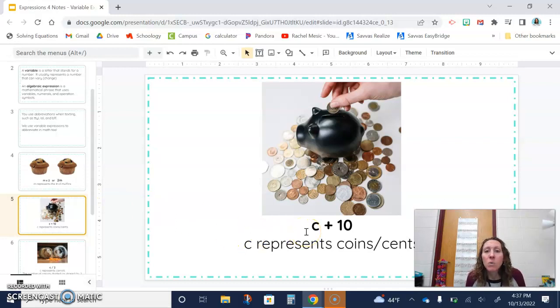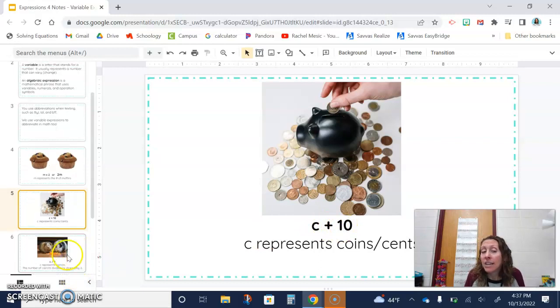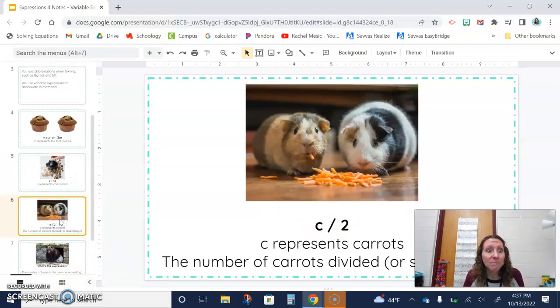All right, so for this one, C would represent the number of coins or the number of cents. So we have some number of coins inside that piggy bank. We don't really know how many though, so we use the variable C, and we're adding 10 more coins. So we could say this is C plus 10, C increased by 10, 10 more than C, the sum of C and 10. So there's a lot of ways we could say that.